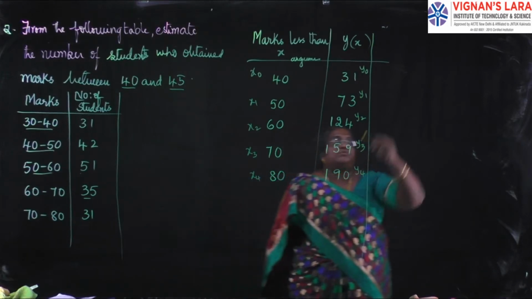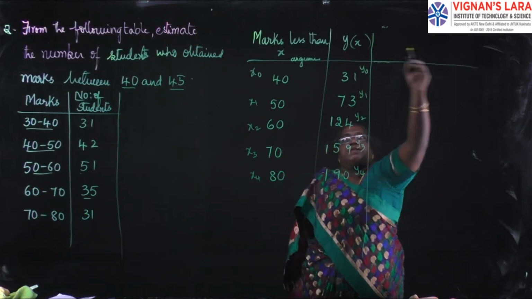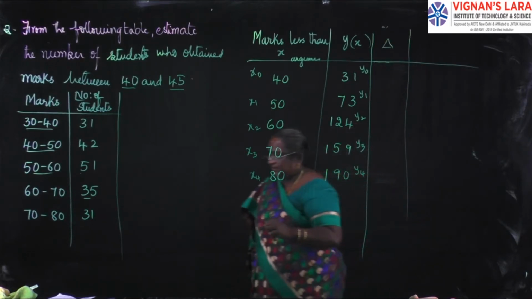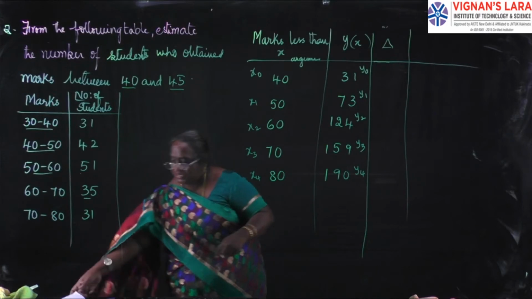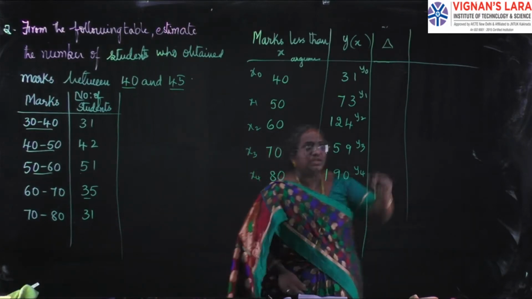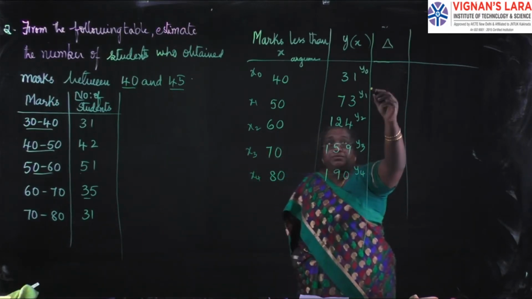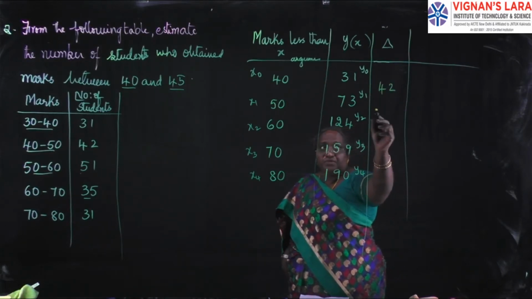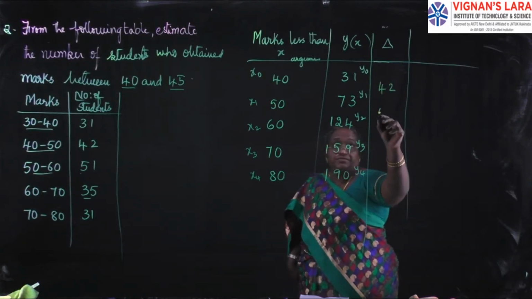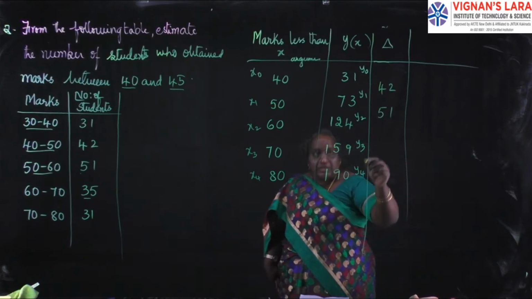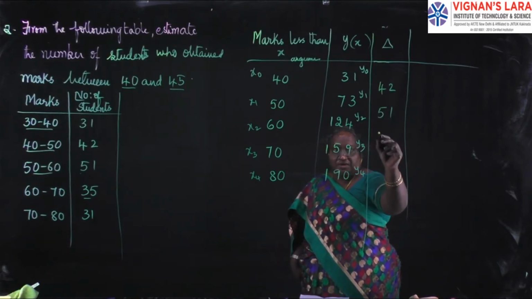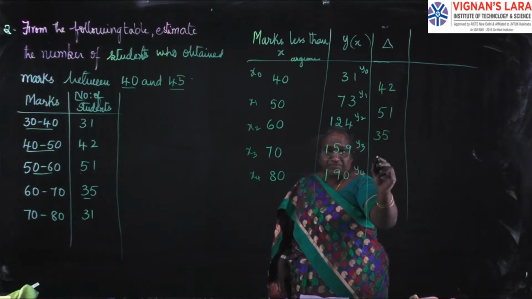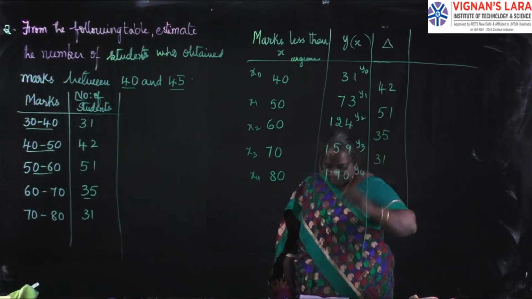With our usual process we will prepare the difference table. First forward difference. If we prepare the difference table, see the values here. We get 42, which is 73 minus 31; 51, which is 124 minus 73; 35, which is 159 minus 124; and 31, which is 190 minus 159.